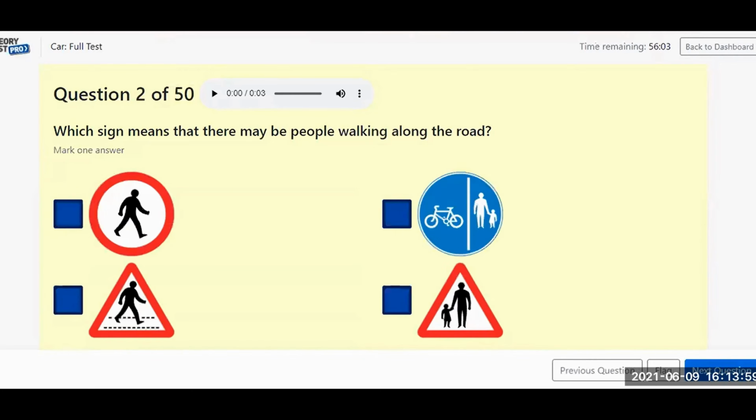Then you go to the next question: which sign means that there may be people walking on the road. Three pictures have people walking on the road, but the last one is the answer. They are walking on the road. Okay, so that is what the danger and hazard is. So this is the sign. This comes from the UK traffic sign book.